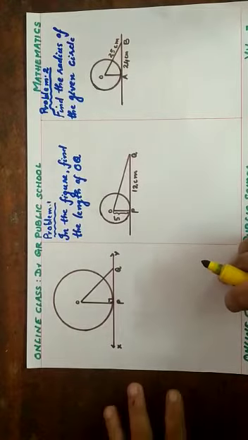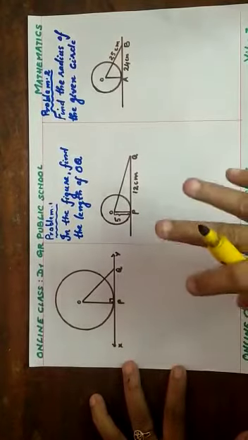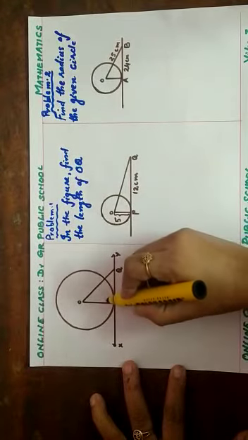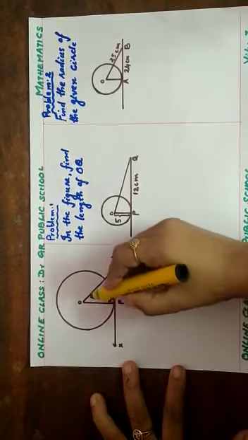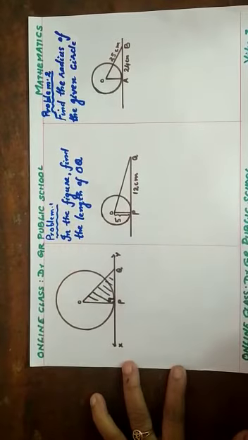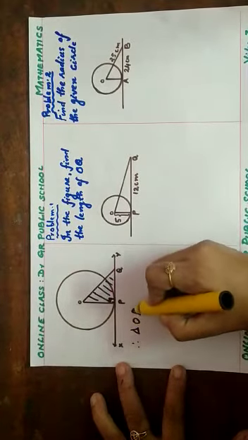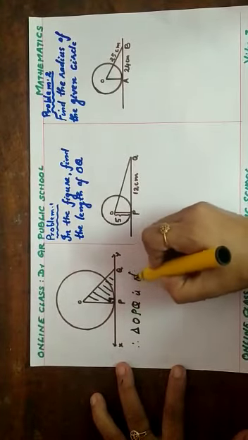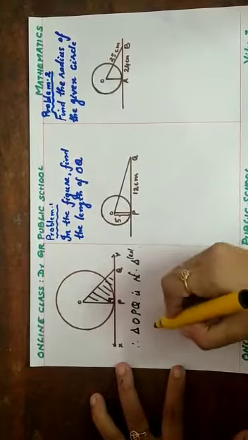Listen here. The first theorem states that the tangent and radius will always be perpendicular, so the angle between the tangent and radius will be 90 degrees. That is known to you. If in a triangle one angle is 90 degrees, the triangle will be a right triangle. So triangle OPQ is right angled. Am I right? Triangle OPQ is right angled. In a right triangle, you can apply Pythagoras theorem.